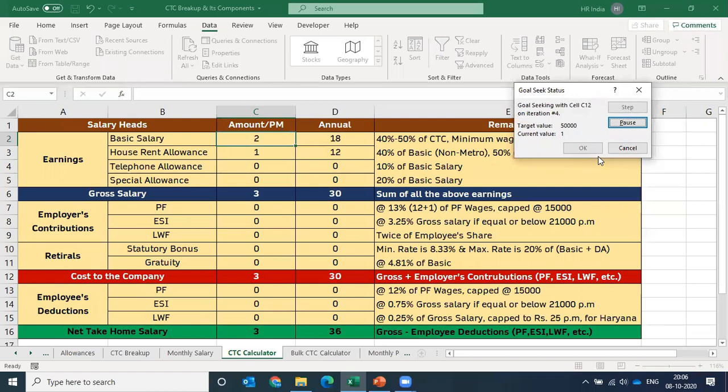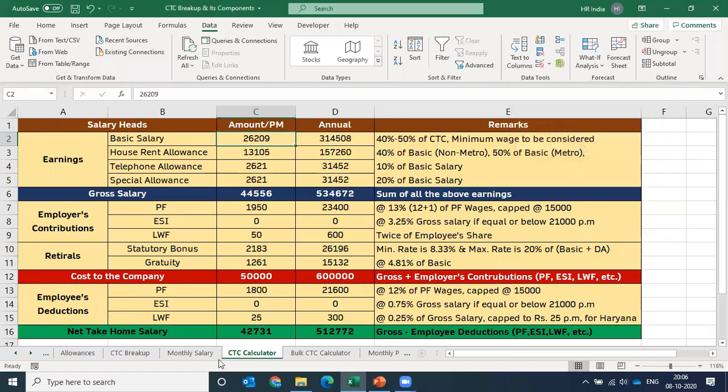Now see the magic. Done. We have calculated the CTC structure of 50,000 rupees by just one click. Now let's try some other examples as well, right?